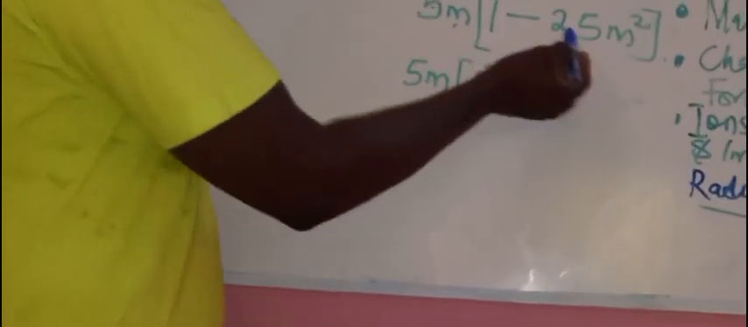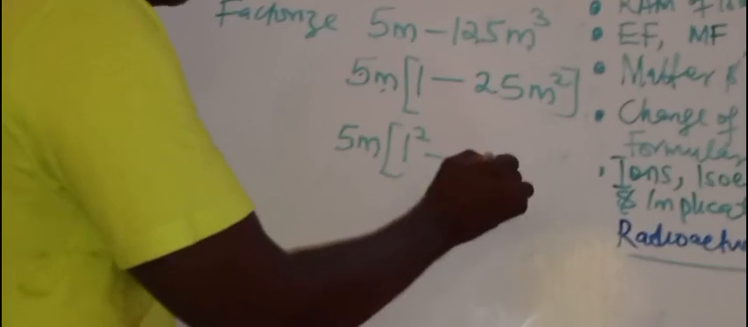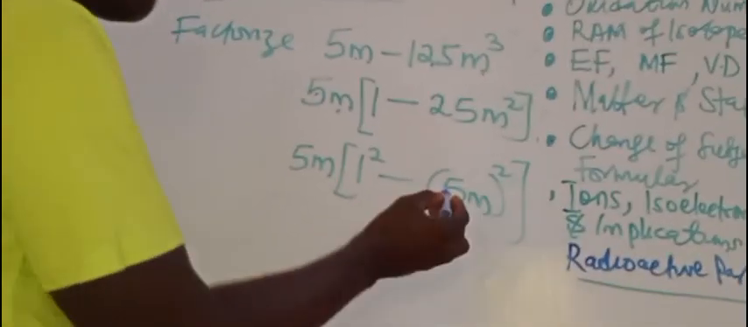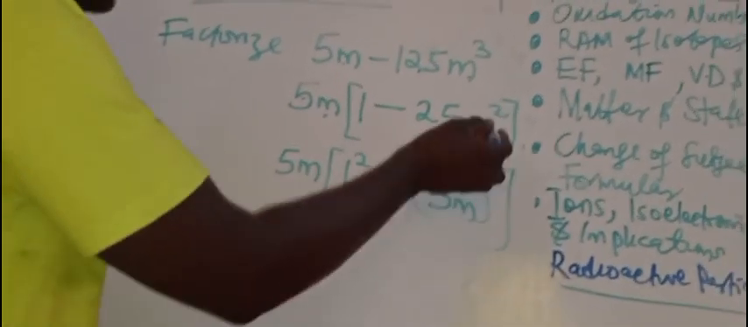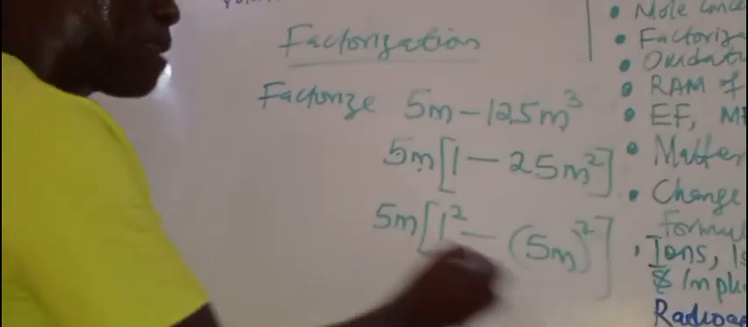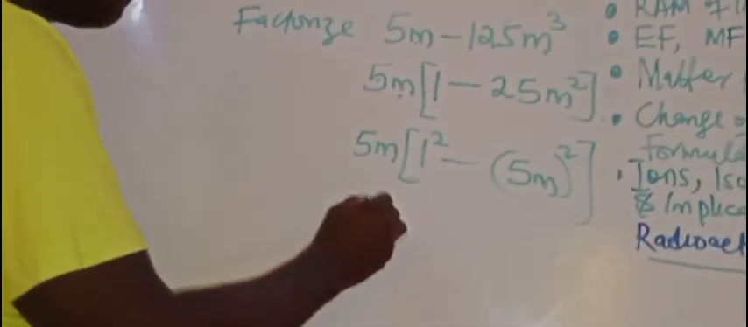Okay? Now look at the one inside the bracket. It's like the one we saw that preceded this. This is 5m into, this one can be written as 1 squared. This 25 can be squared just like this m is squared. So that means you pick the 5, then you pick the m, then you square this. Is that clear? Because 5 squared is 25, and m squared is m squared. Now, inside this bracket, we can apply the difference of two squares method. This will be 5m into 1 minus 5m, into 1 plus 5m.